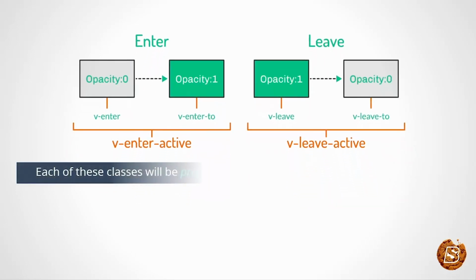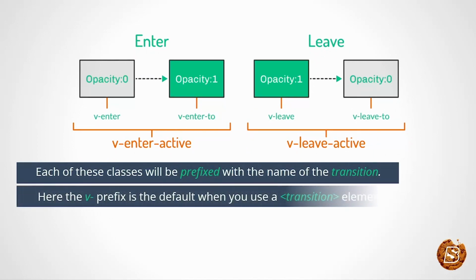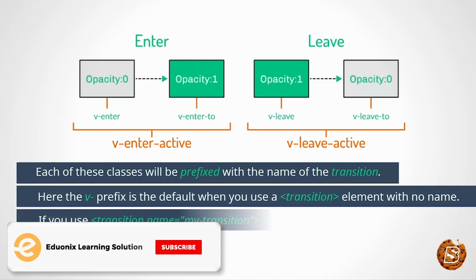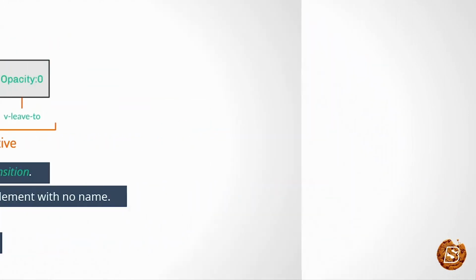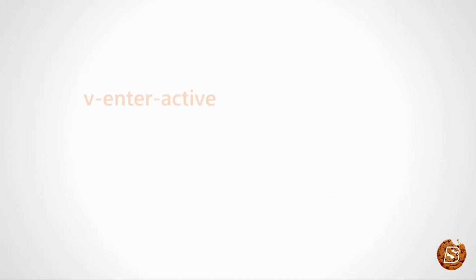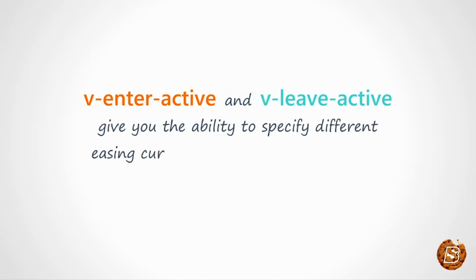Each of these classes will be prefixed with the name of the transition. Here v prefix is the default when you use transition element with no name. If you use transition name as, for instance, my-transition, then the v-enter class would instead be my-transition-enter. v-enter-active and v-leave-active give you the ability to specify different easing curves for enter and leave transitions.